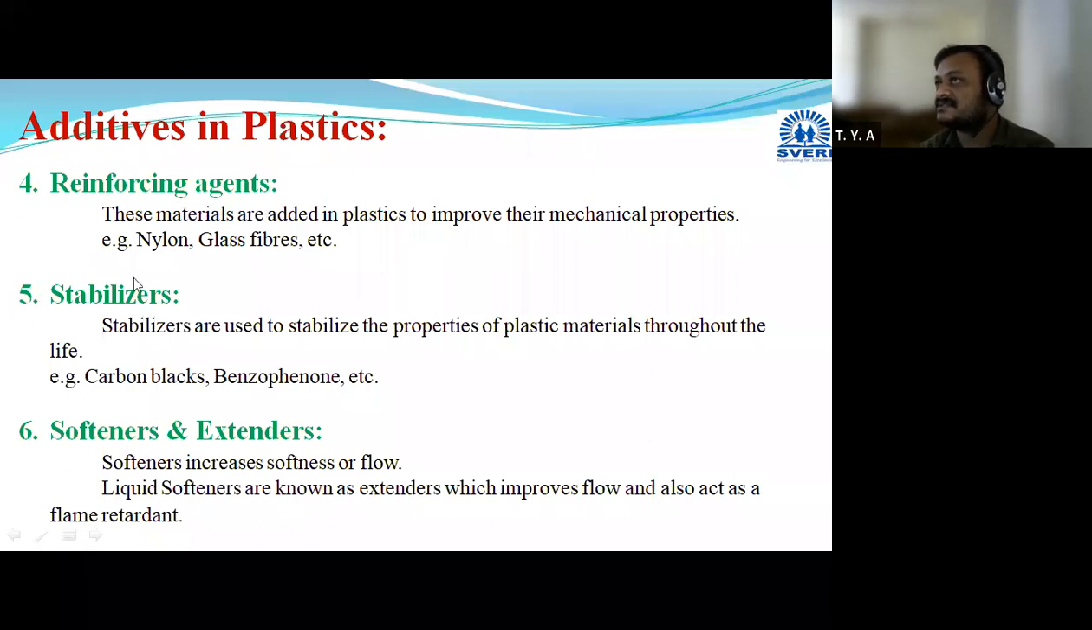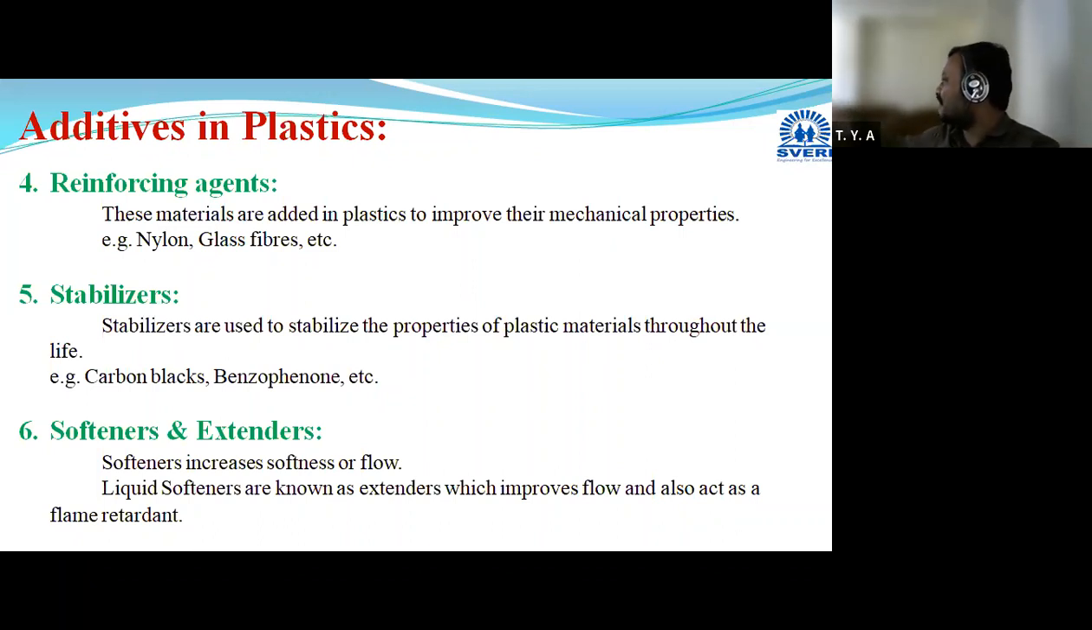Then stabilizers. From the name itself, you can write its work or its effect. Stabilizers means it will stabilize the property of the material. Now, suppose you do not stabilize a particular plastic material, what will happen? Why is this stabilization process necessary? Suppose one plastic material is there, and you have not performed the stabilization, what will happen?